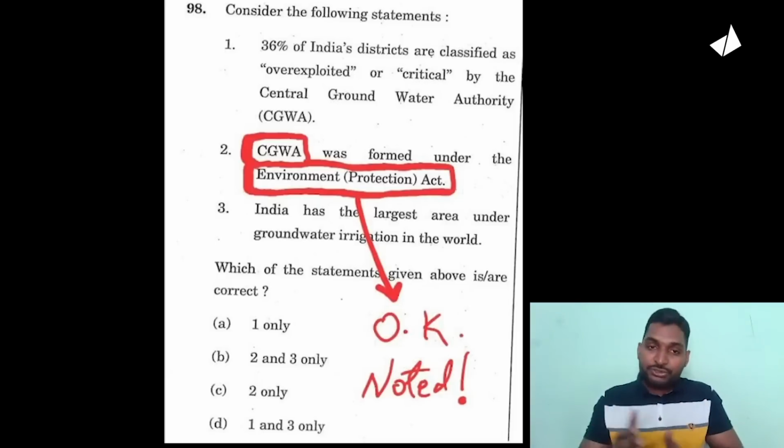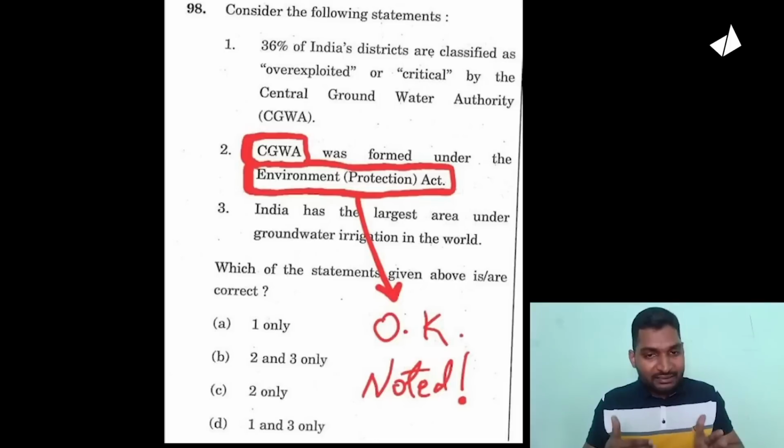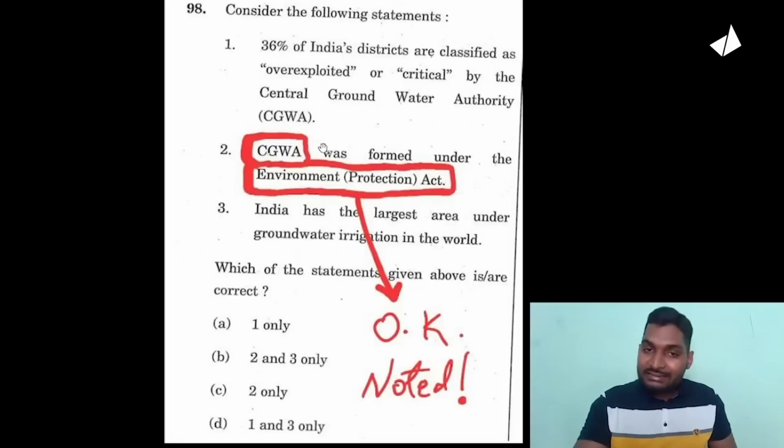Now, this was another question in the 2020 prelims, and in statement 2, it was given that CGWA, the Central Groundwater Authority, was formed under the Environment Protection Act. So we went with our level 1 analysis. In level 1 analysis, we just probe the keywords. What are the keywords here? Central Groundwater Authority, Environment Protection Act.